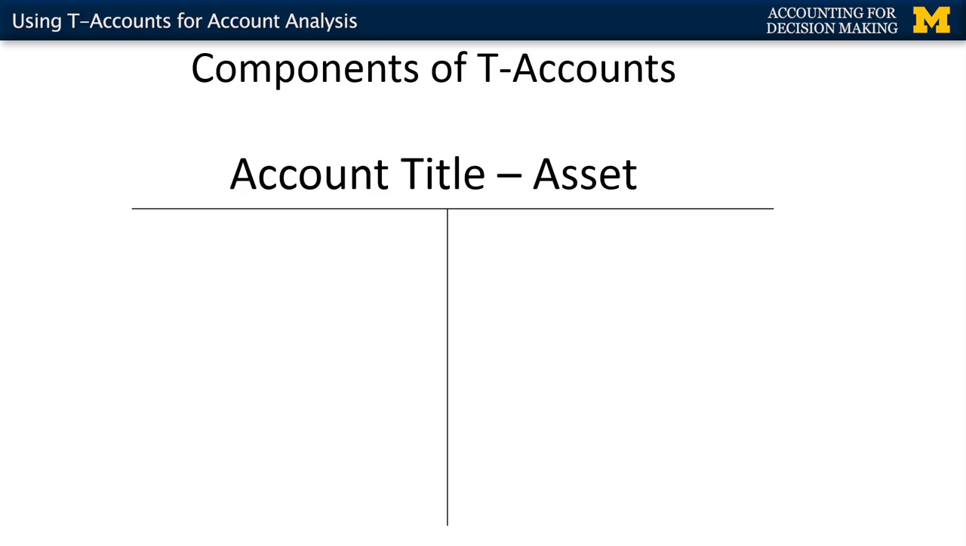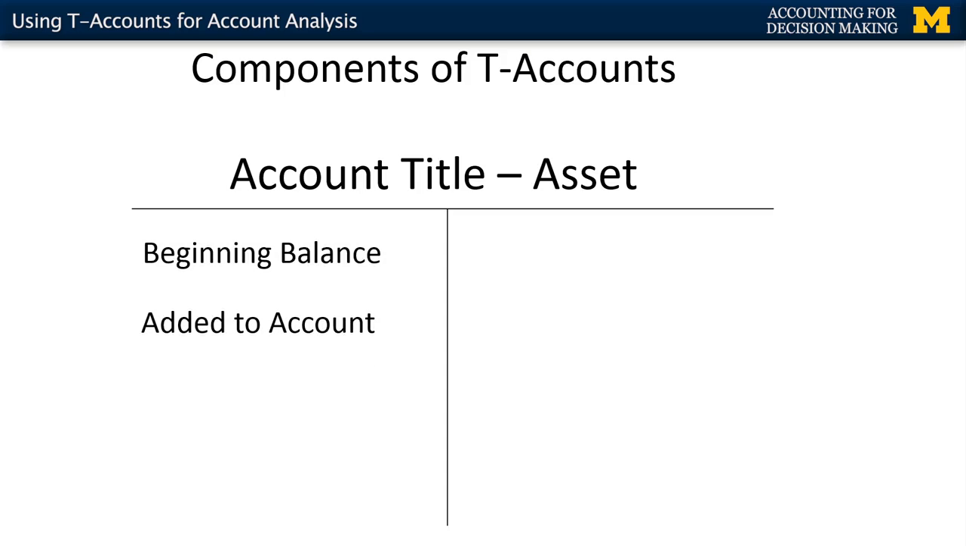Remember, when we have T accounts, they just look like a T with some sort of title at the top. If you have an asset T account, then you're always going to have a beginning balance on the debit side. That's the left-hand side. And when something gets added to the account, that's also going to be a debit. And then when something gets taken out of the account, that is, it gets used up, that's going to be a credit, so it's going to go on the right-hand side. And that's going to bring us down to the ending balance of the account.